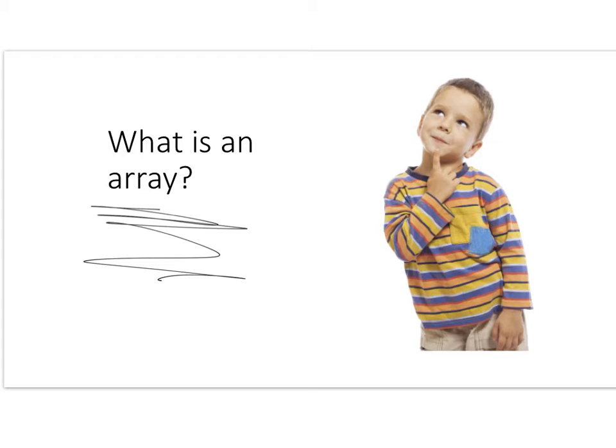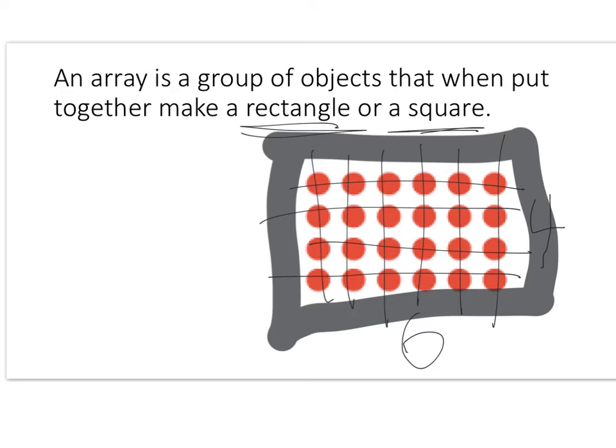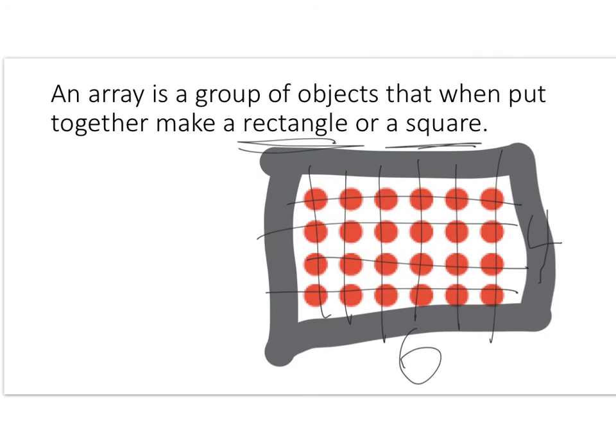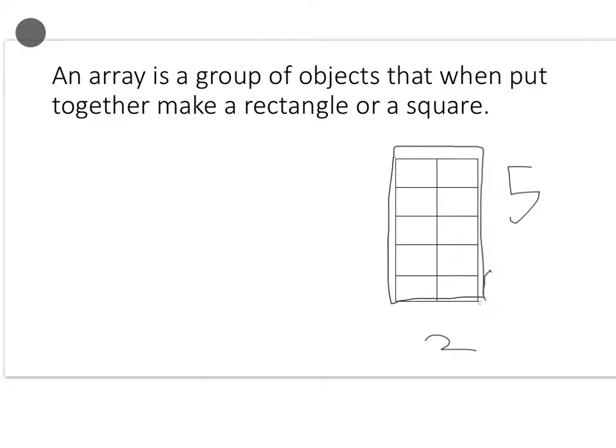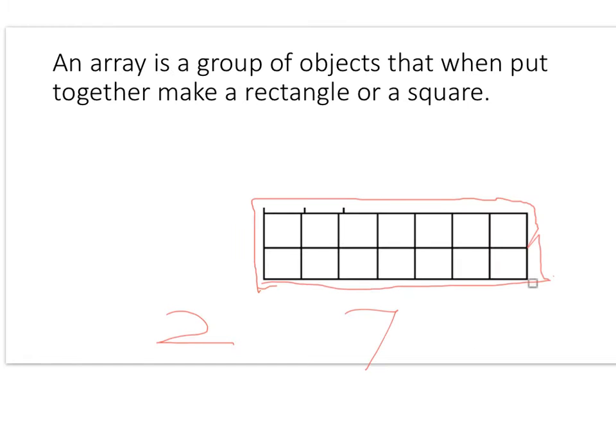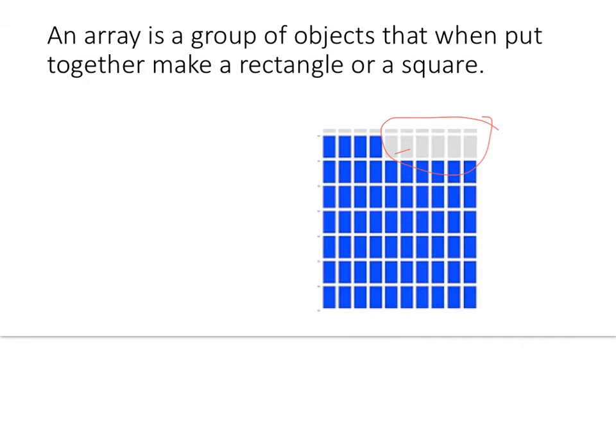Yeah. So what we remembered is what is an array, and we focused in on that in the beginning of our lesson. And we talked about an array being a group of objects that, when we put them together, make a rectangle or a square. And Michael, if you remember, we counted 4 on this end and 6 here to make an array to make 24. We also used this and we talked about rows and columns, and because this made a rectangle, it was an array. We talked about this example, and because it had 2 rows and 7 columns, it was an array.